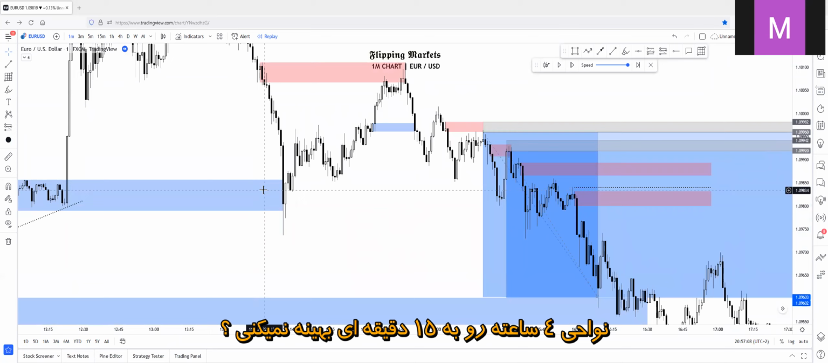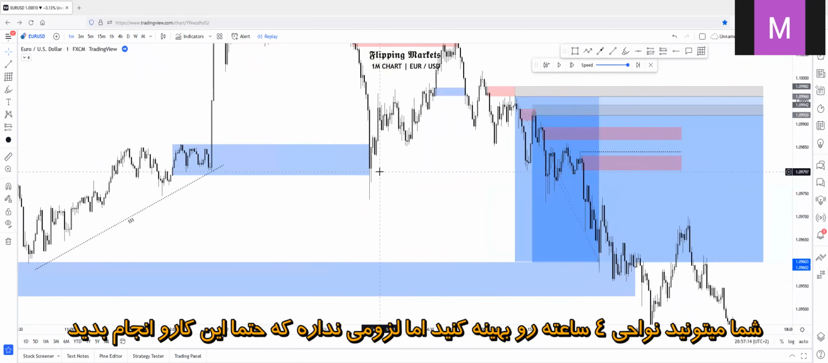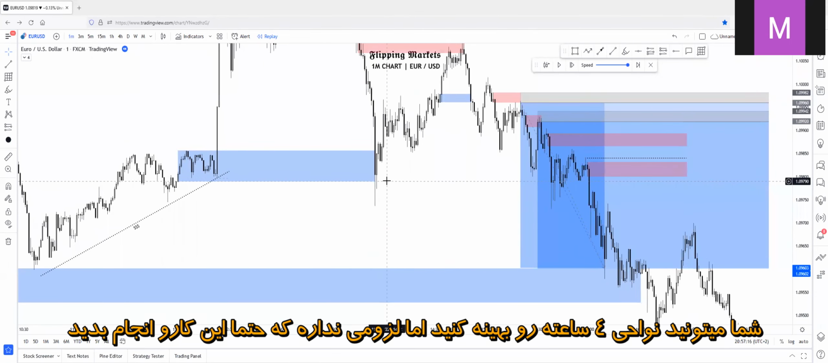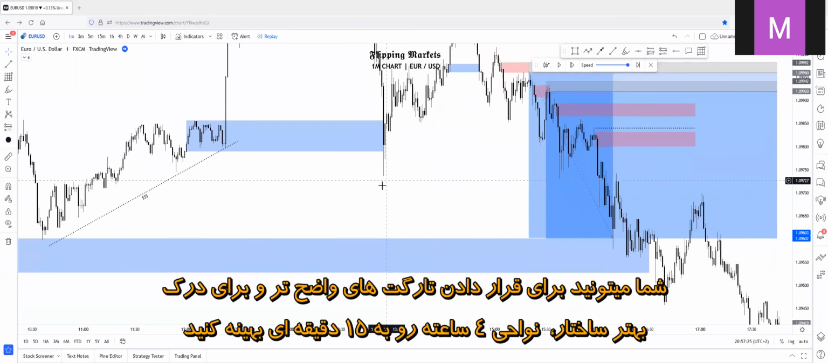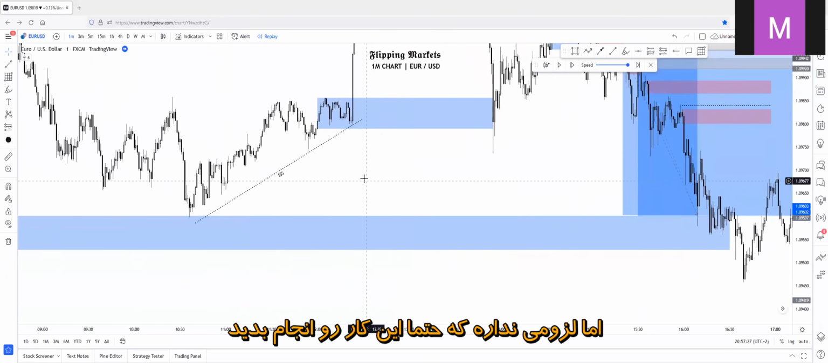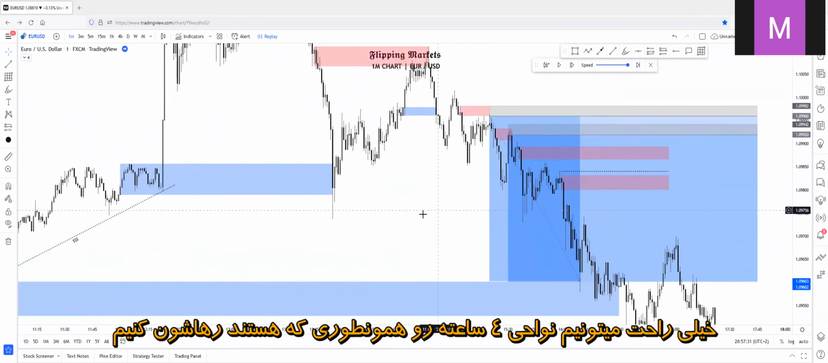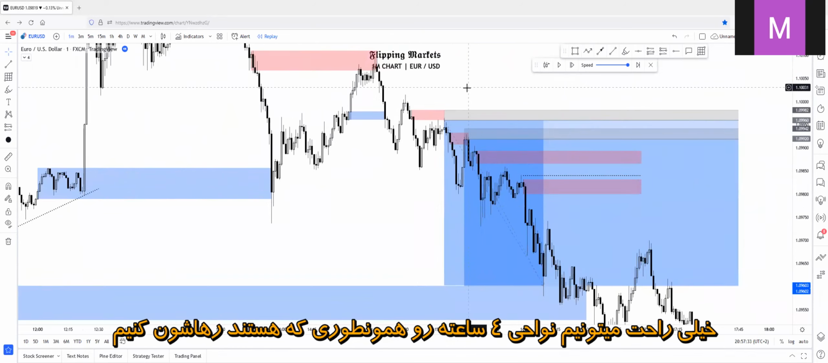Do not refine 4-hour zones to the 15-minute and then trade from them. What stops you from doing that? You can refine your 4-hour zones, but that's not necessary. You can simply refine your 4-hour zones on the 15-minute chart for much cleaner target points, for much cleaner understanding of the whole structure, but that's not necessary. You can just simply keep the 4-hour zones the way it is.